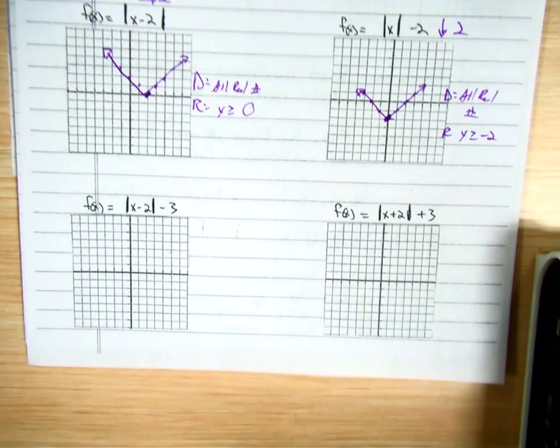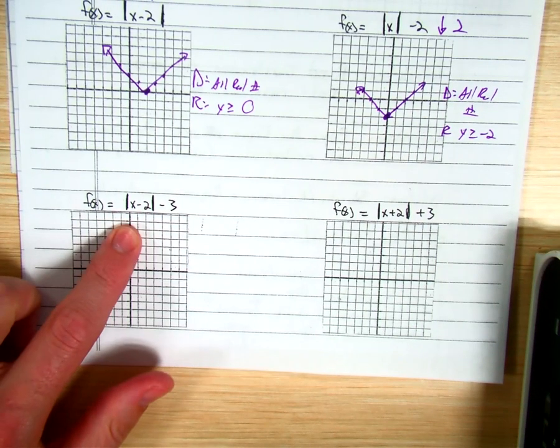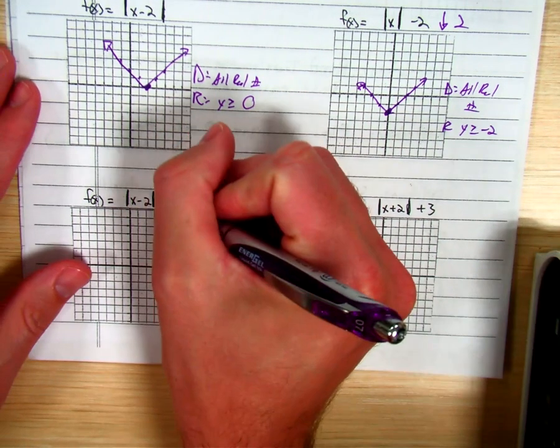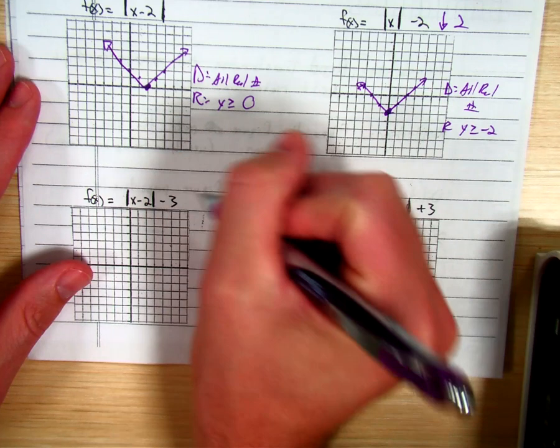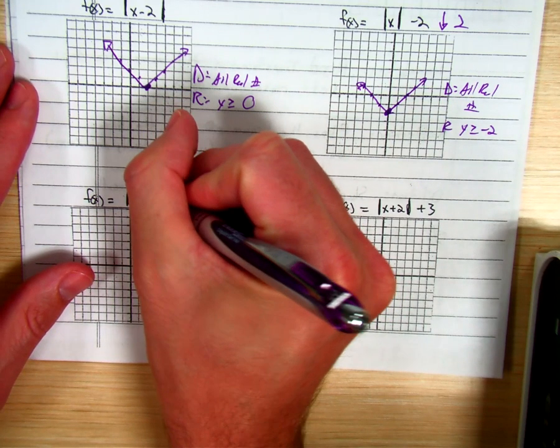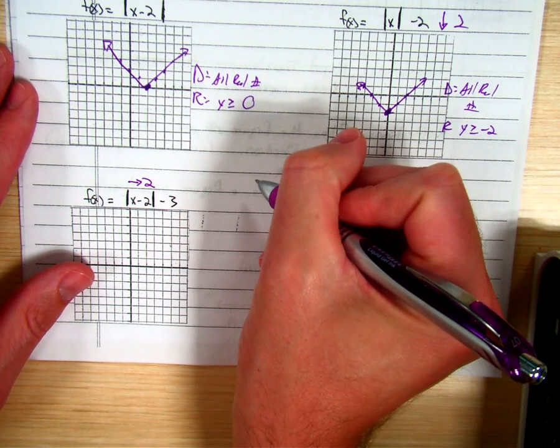Last set. X minus 2, minus 3. We're doing two things at once. Remember, inside is left and right, and it's opposite of what your brain wants to do. So minus 2 is going to go to the right 2.